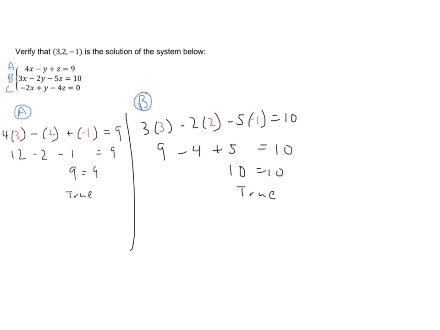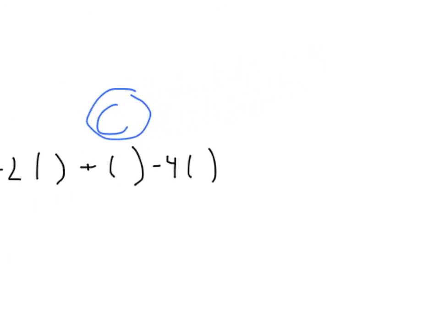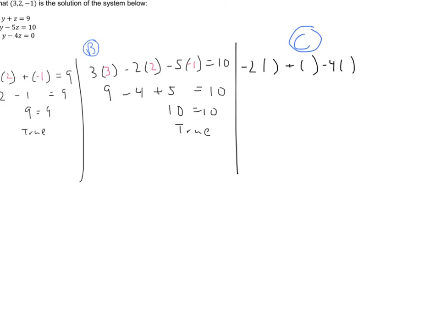Let's find some space and do C over here. Equation C is -2 times our x value plus our y value minus 4 times our z value, and that should be equal to 0. So let's go ahead and plug in 3 for my x, my y value is 2, and my z value is -1. So we have -6 plus 2 plus 4, that should be equal to 0, and yes, that's true. 0 is equal to 0.